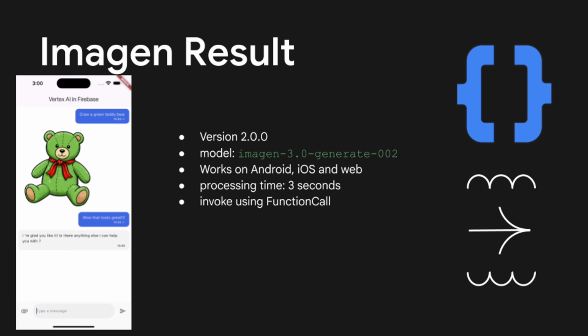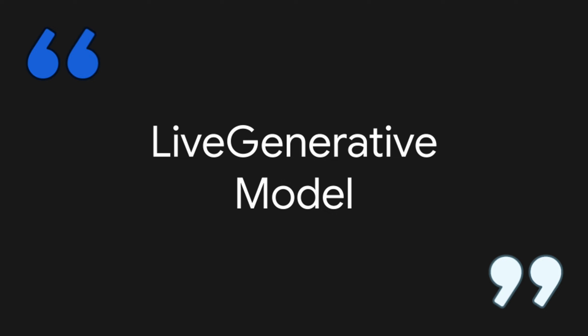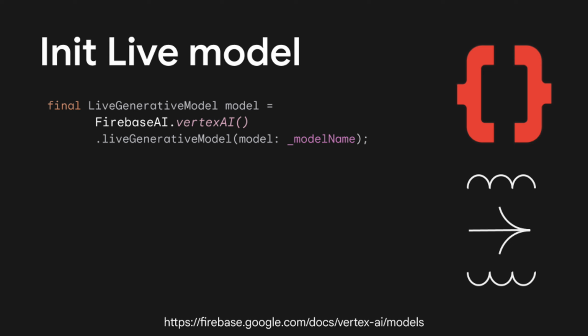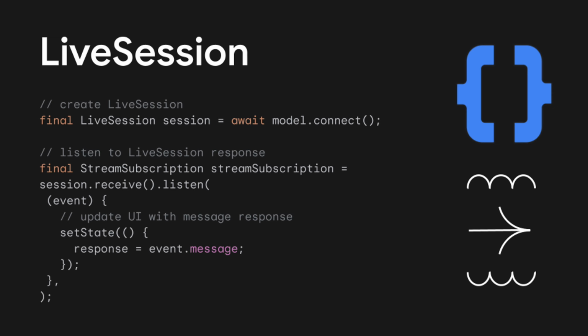That leaves the third one, live generative model. Sounds ambitious. How's that one initialized? Again, similar pattern, live generative model, specifying a model name, and using it, I mentioned a live session. Yeah, this is where the interaction model seems quite different. It's clearly designed for more real-time continuous flows.